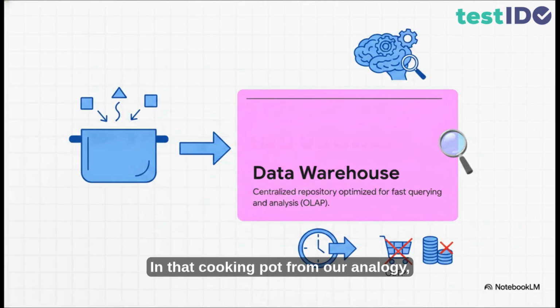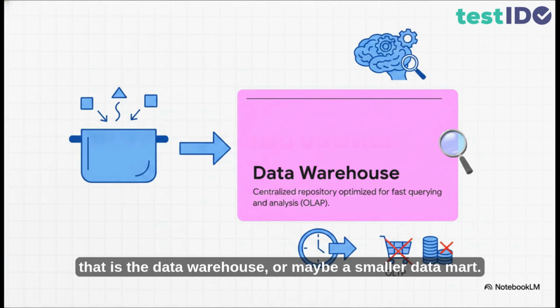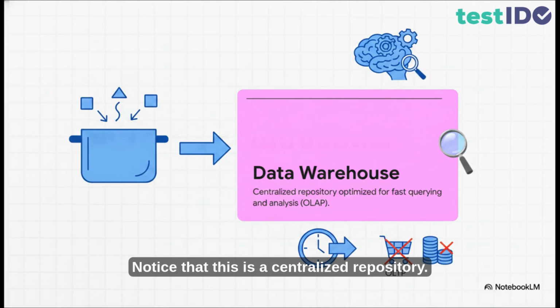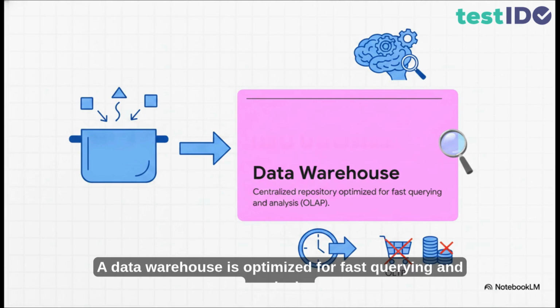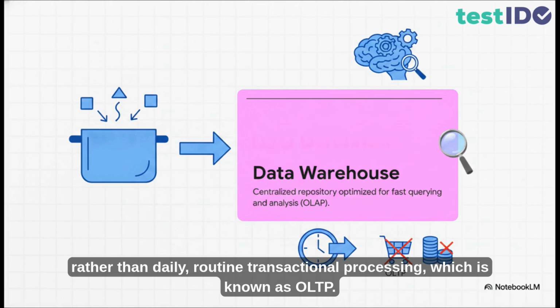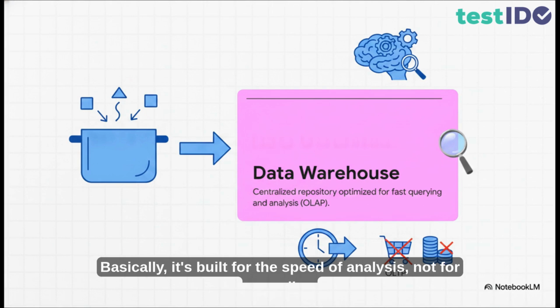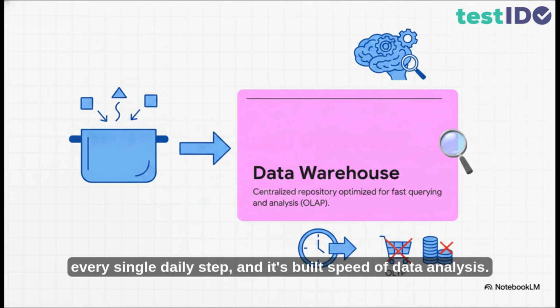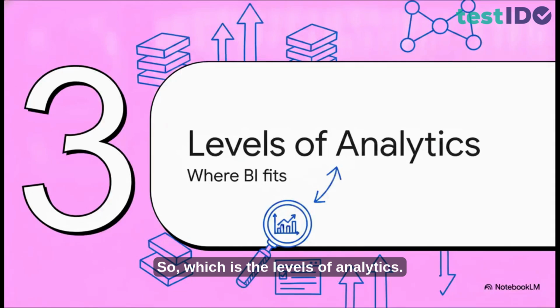In that cooking pot from our analogy, that is the data warehouse, or maybe a smaller data mart. Notice that this is a centralized repository, but here's the critical distinction for your exam. A data warehouse is optimized for fast querying and analysis, known as OLAP, rather than daily, routine transactional processing, which is known as OLTP. Basically, it's built for the speed of analysis, not for recording every single daily sale the second it happens.